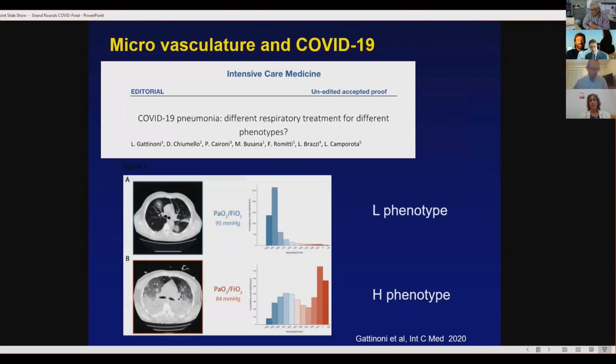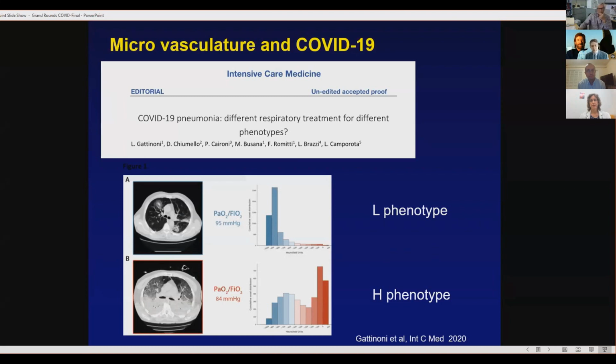He describes these two phenotypes of ARDS, the L phenotype, which is low lung water, low weight, high compliance. So these are lungs without a lot of non-cardiogenic pulmonary edema in them. They're not that stiff. And then this H phenotype, more typical of what we think of as ARDS: high lung water, high weight, low compliance, very stiff lungs. And I don't know that I buy into these two phenotypes per se. Dr. Gattinoni had talked about these before COVID-19.